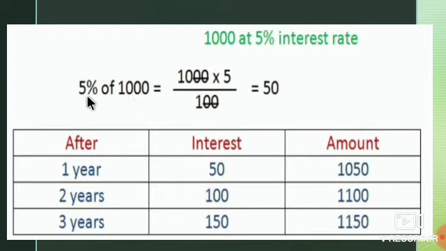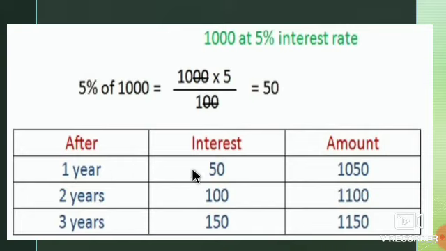In the form of a fraction we can write 5 upon 100, because 5% means 5 out of 100. We have learnt it. So 1000 into 5 upon 100 is equal to 50. So I should pay 50 rupees for the 1000 rupees as interest. But how much amount should I give back to the bank after 1 year? And remember one more thing, the rate of interest is for 1 year.